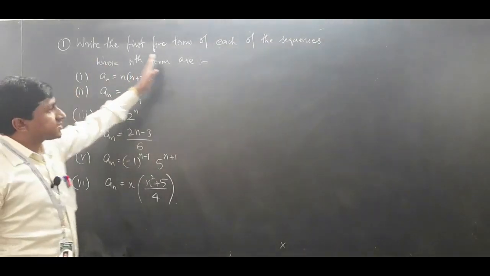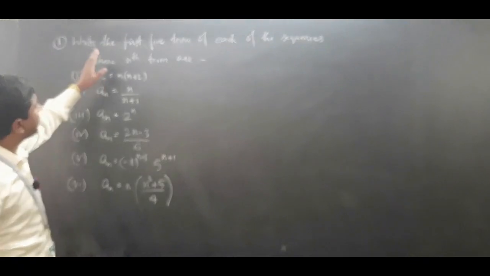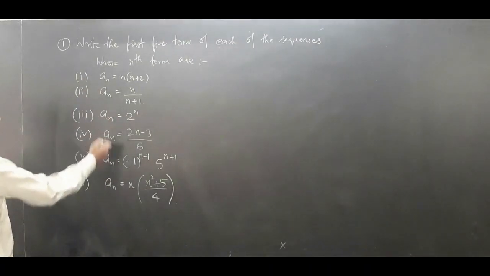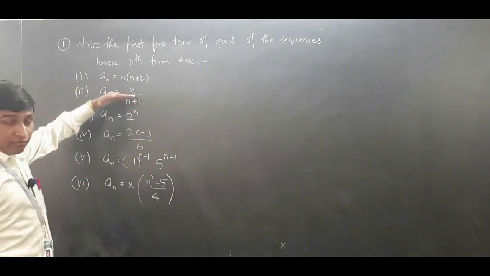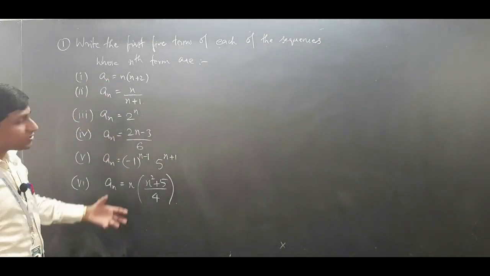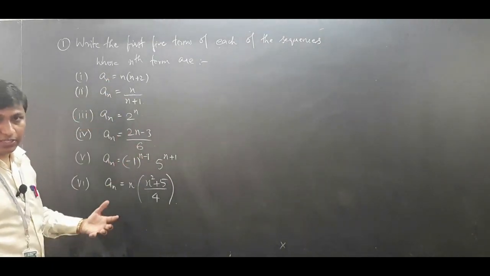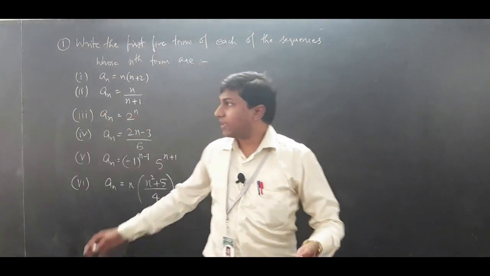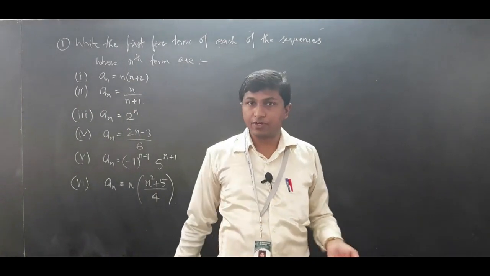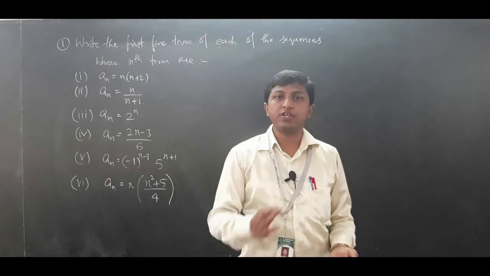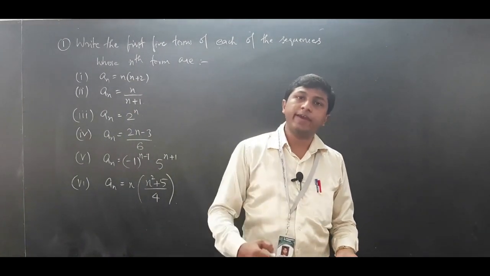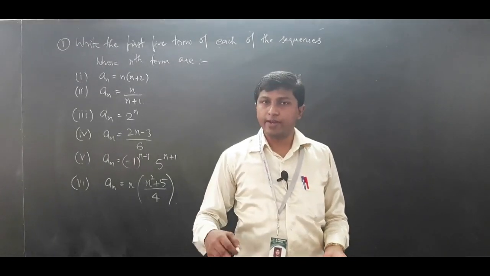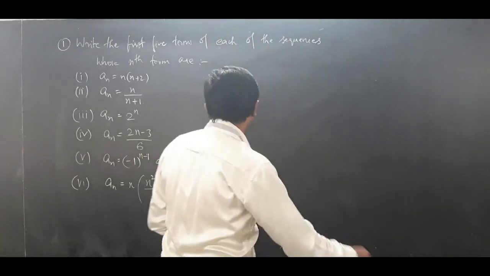So, the question is telling us, write the first 5 terms of each of the sequences. What is given here? The nth term or the general term of the sequences are given. We have to find out the first 5 terms. The nth term a n is given here. We have to find out first 5 terms, a1, a2, a3, a4 and a5. We will do that now.